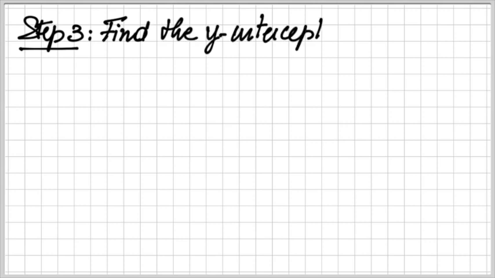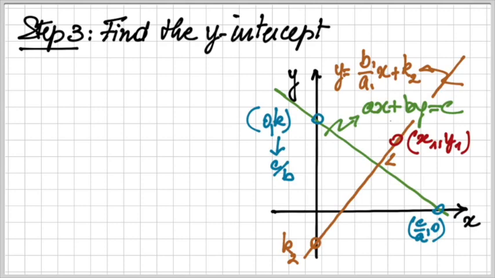Now we have to go to the third step where we want to find the y-intercept. We have to find the line through the point (x1, y1), which we locate with the two coordinates x1 and y1 in the Cartesian plane, and we see that the perpendicular line we have selected passes through this point. Now we have to find the k2 value, the y-intercept for this perpendicular line.